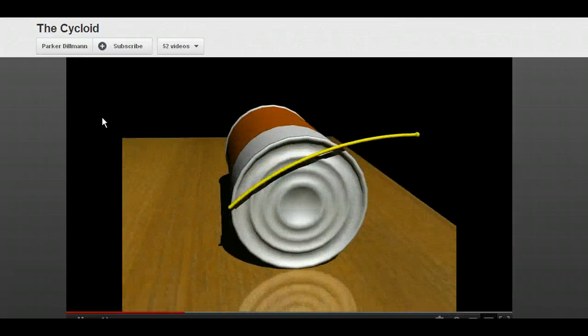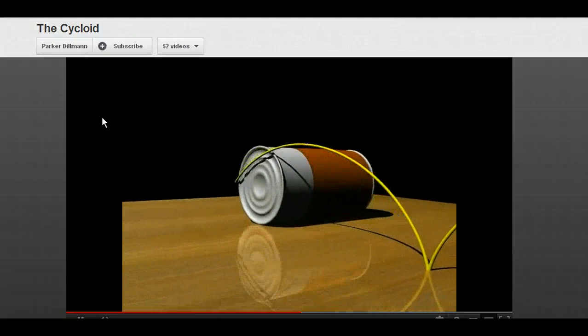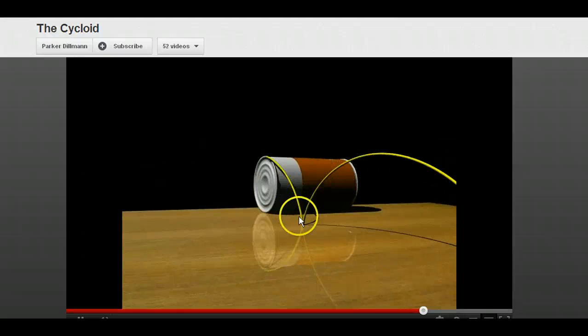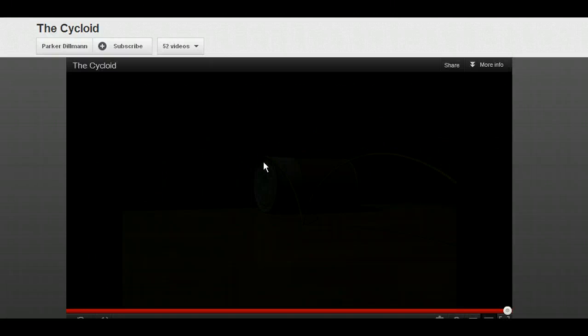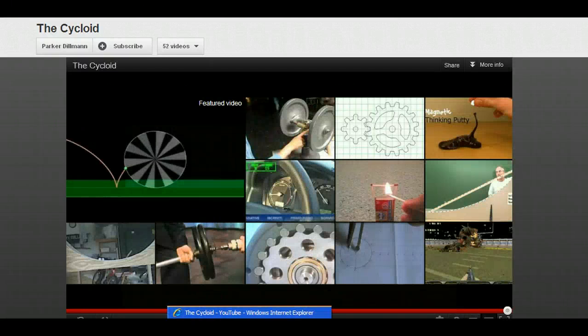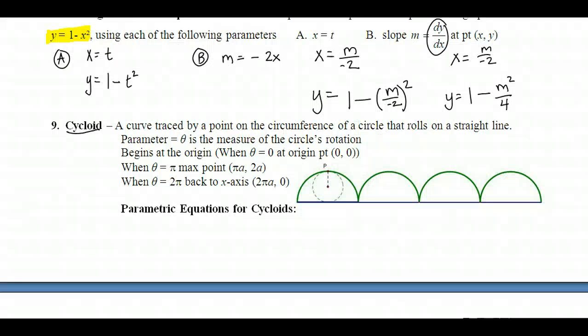So we're following that pin. There it goes. If you actually follow it, it just keeps going that way. All right, go back to our notes. So that's how we create our cycloid.